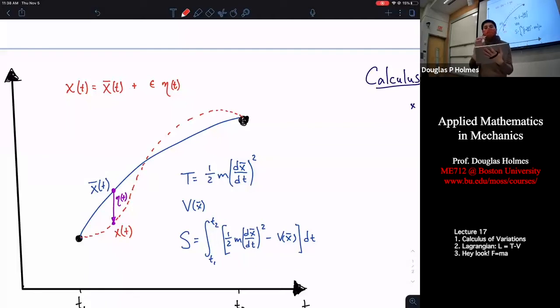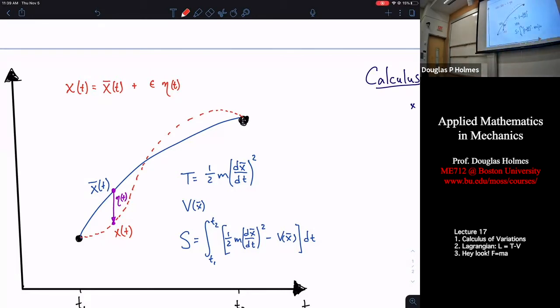So x bar of t is the actual trajectory that we expect the ball to take, and in order to find it, we say, well, let's consider some arbitrary curve that is the real solution perturbed a little bit. We know that the action for x of t has to be larger than the action for x bar of t, because we've said x bar of t is the solution. So any other action has to be larger. Does that answer your question? Yeah, thank you.